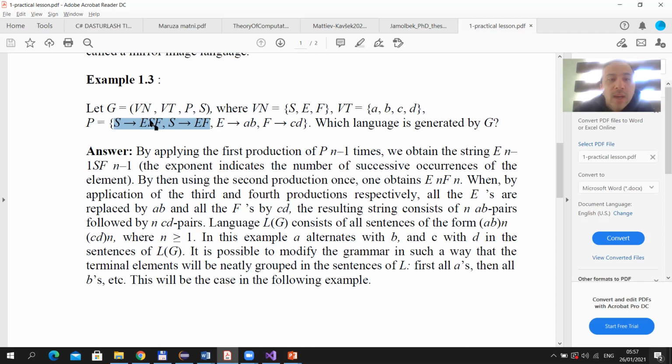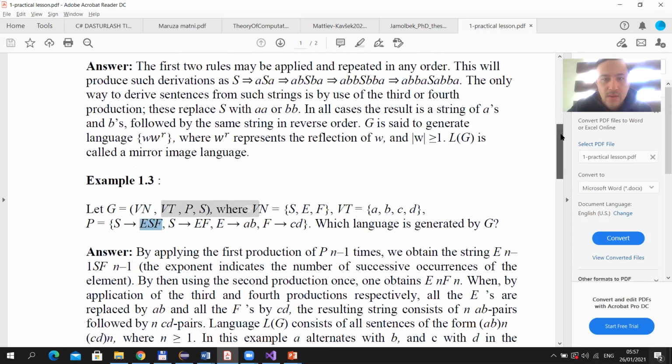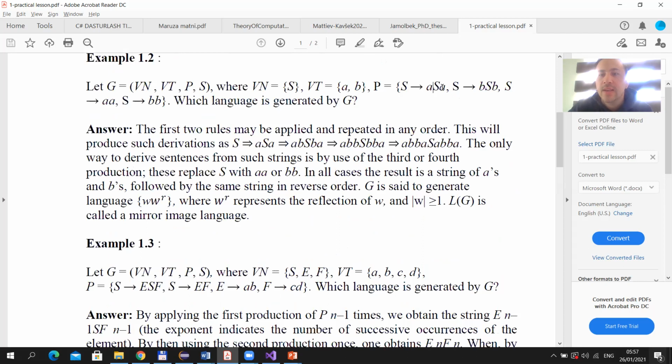So if we put ESF n-1 times, we will get n-1 E and n-1 F. As you already understood from the previous example, if you put this rule in this place many times, n times for example, we will get n times A on the left-hand side and n times A on the right-hand side.